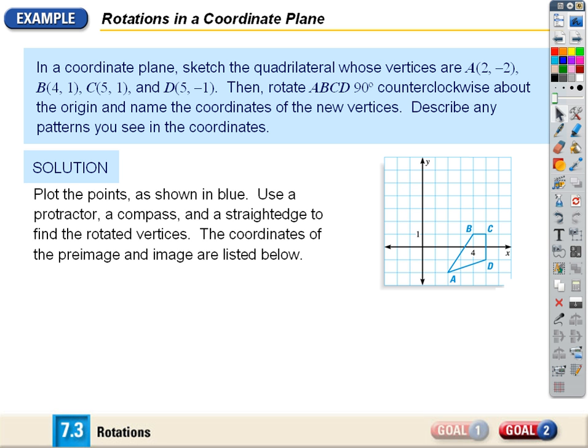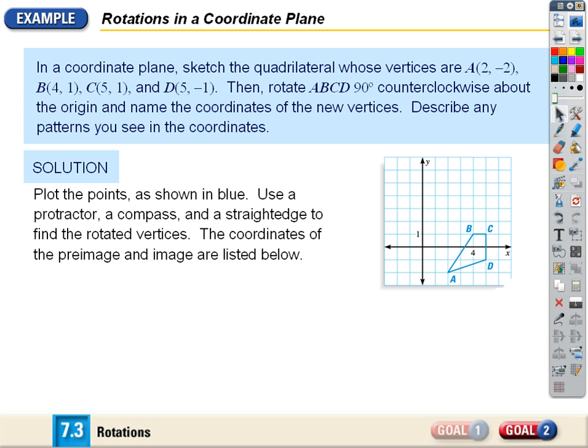Technically, if we're going to rotate something, the tools of geometry would be a protractor, a compass, and a straight edge. But that's not a very precise way of doing things. Instead of drawing this manually, can we predict where this blue quadrilateral is going to end up if we rotate it 90 degrees counterclockwise? I want you to think about what happens to all of the relative directions, the positive x direction and the positive y direction, if I rotate them through 90 degrees counterclockwise.